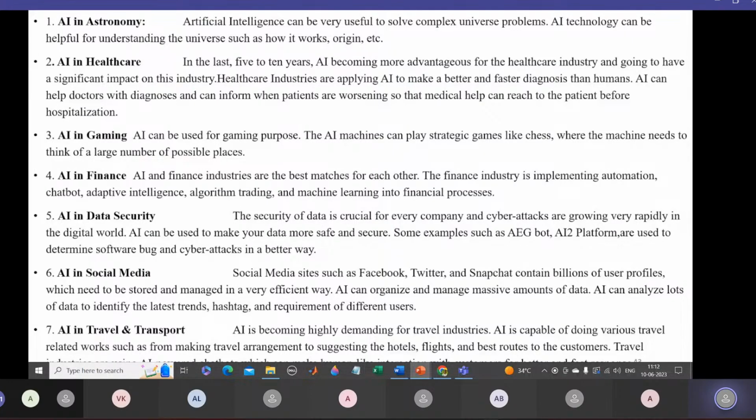And then healthcare. In the last 5 to 10 years, it has had more advantages for the healthcare industry, and it is going to have an impact on this industry. They are going to apply AI to make better and faster diagnoses than humans, and they will help the doctors with the diagnosis. They can inform the patients and the doctor when the patient is worsening, so that medical help can reach the patients before they are hospitalized.